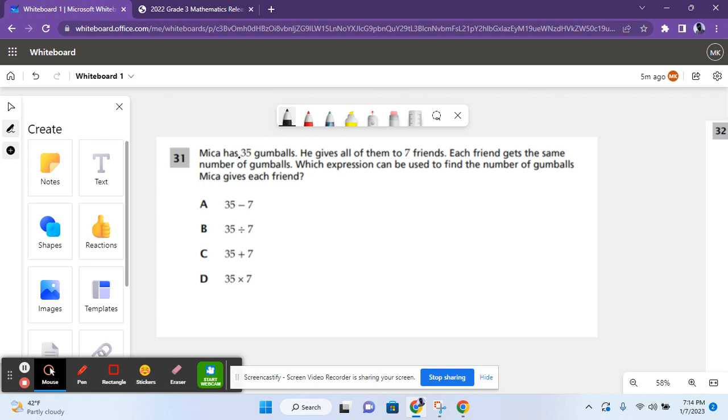So the first question says, Mika has 35 gumballs. She gives all of them to 7 friends. Each friend gets the same number of gumballs. Which expression can be used to find the number of gumballs Mika gives each friend? So Mika is distributing 35 gumballs to 7 friends equally.